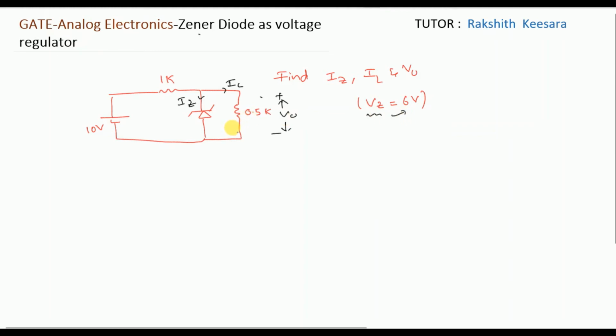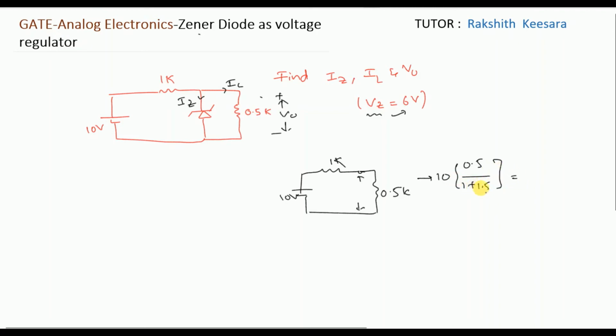So what is the first step we should do? We should check the voltage across the Zener. For that, open circuit the Zener diode. It is 10 volt, it is 1 kilo, it is 0.5 kilo. So what is the voltage across the Zener? 10 into 0.5 by 1 plus 0.5, that is 0.5 by 1.5 into 10. That is equal to 3.33 volt.